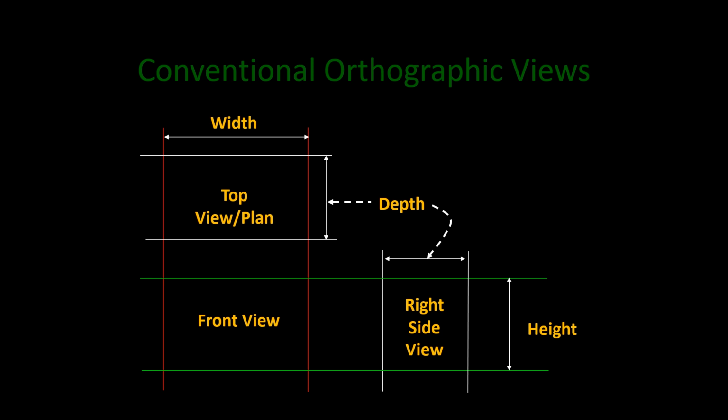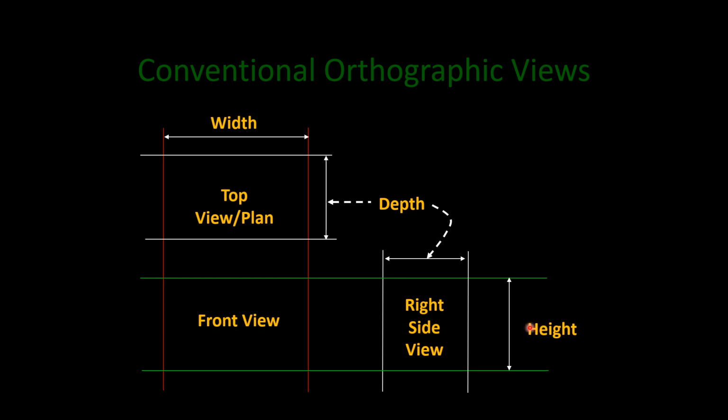So now I will explain the conventional orthographic views. In engineering drawing, there are a total of 6 principal views. But out of those 6, only 3 are mostly used by us. Those 3 views are known as the conventional or standard orthographic views, which include the top view, the front view, and the right side view.